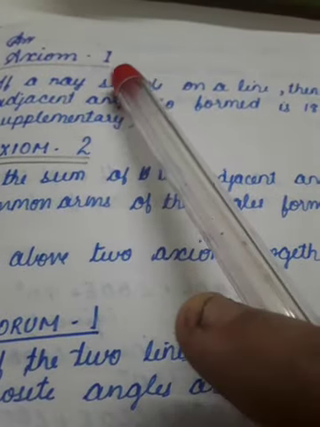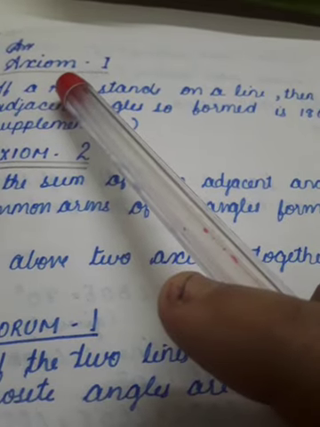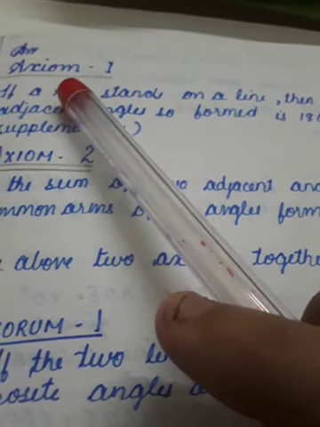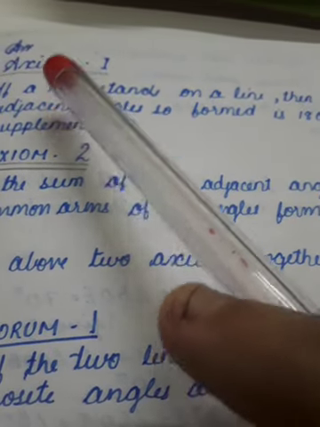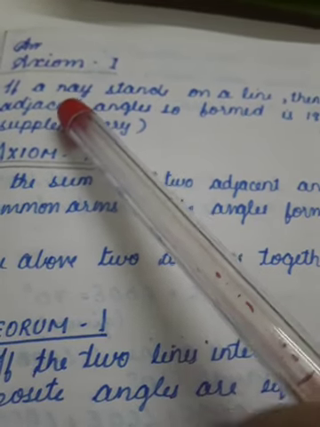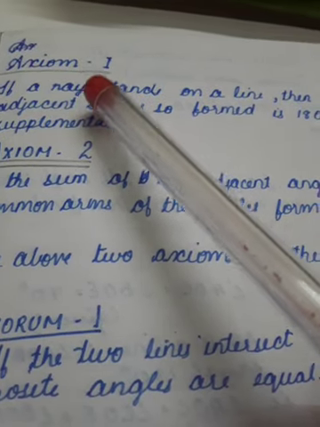Now axiom 1. What is meant by axiom? Axiom means it is already a proven statement. No need to prove that again. Okay. So we can use these axioms to prove the theorems. Axioms no need to prove, but theorems we need to prove.